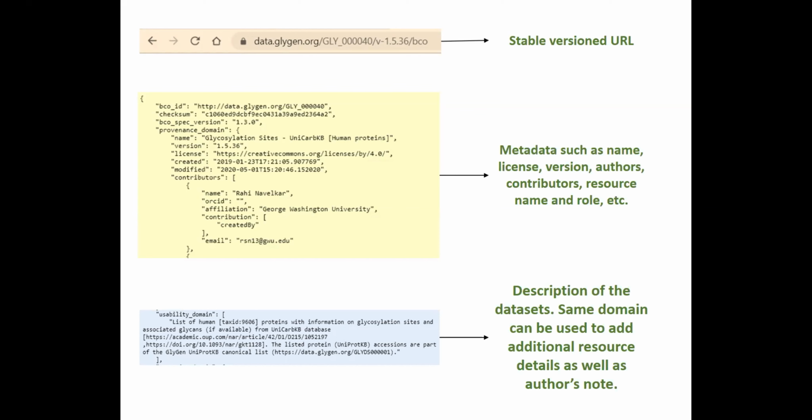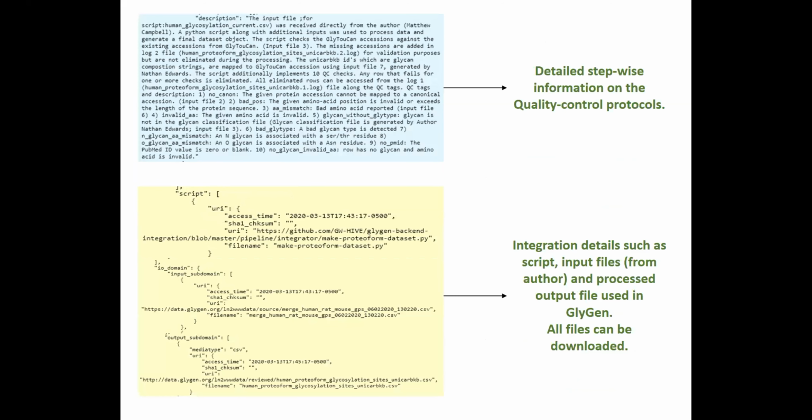Then in the next section, the BCO has stored the description of that data set, that is the usability. For example, this particular data set talks about a list of human proteins with information on glycosylation sites and associated glycans from UniCarb-KB data. Next, a BCO has the capability to even store the QC steps that we designed. For this particular data set, we had to design a very complex QC workflow, and BCO provided a space to store this information as well.